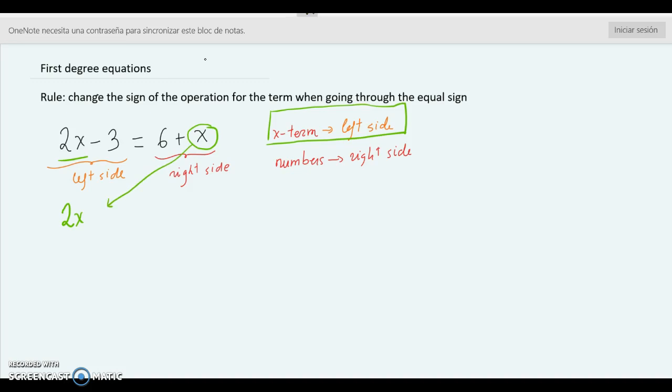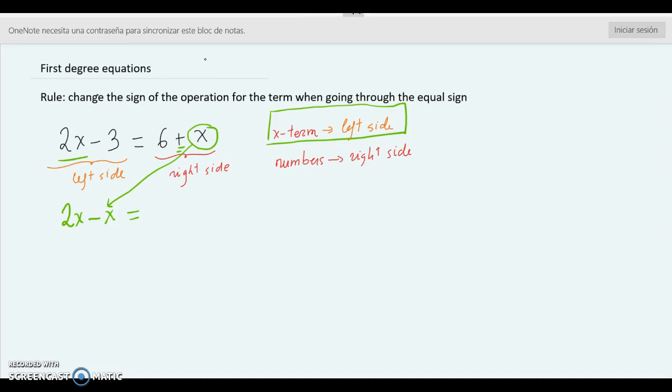on the left side. If I want to go through the equal sign, I need to change the operation. What is the operation? For the x, the sign before is plus. So it will be minus x. I change the sign. Equals. Let's continue.